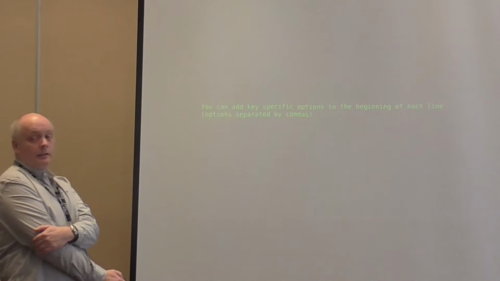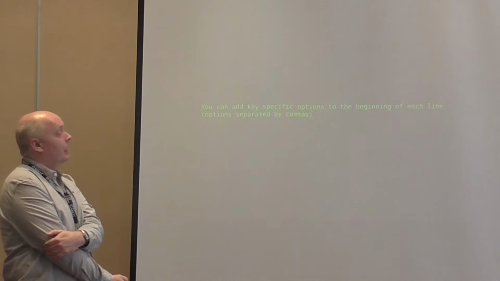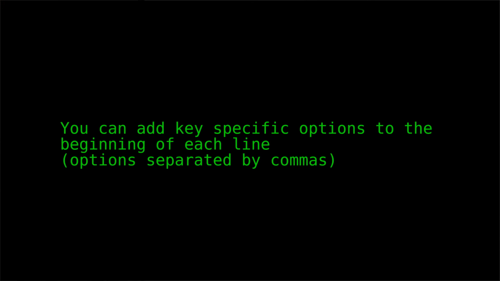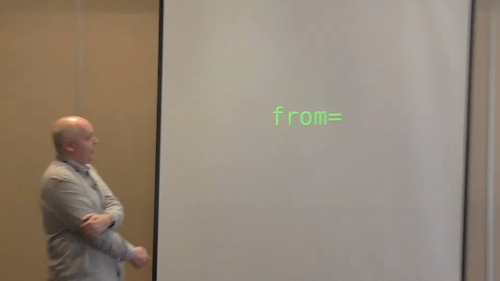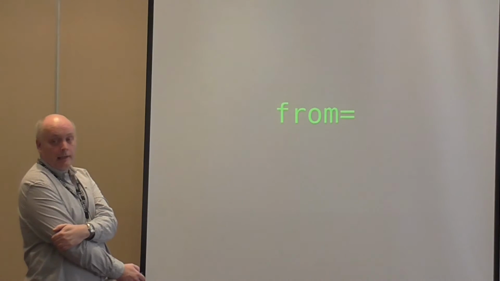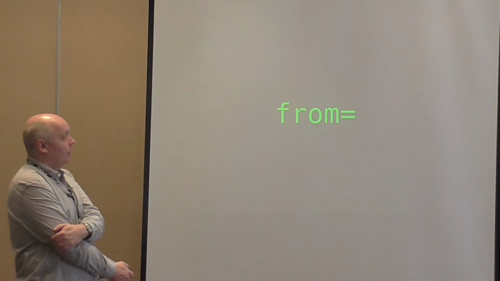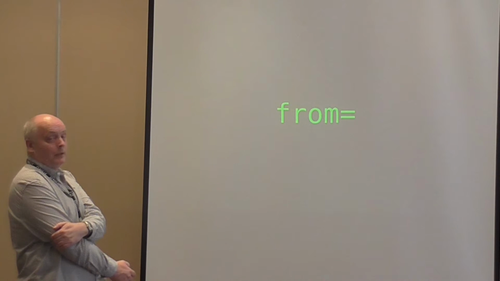By default, this just contains the bare public keys, but you can add options to the beginning of each of these lines. They must be on the same line as the key that they apply to, and they're separated from one another by commas. One of the most useful things you can do is add a from clause to the beginning of each key, which allows you to control which hosts that key will be accepted from.